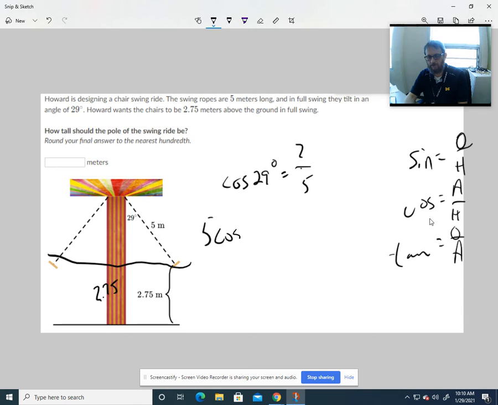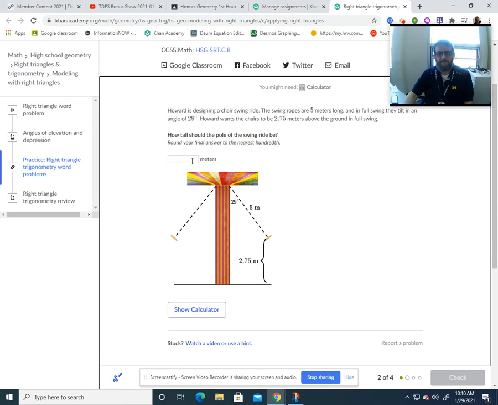So basically we end up with this, which now becomes a calculator typing problem. Use your calculator however you need to find the cosine of 29, and then times it by 5, and I get 4.37. They want it to the nearest hundredth, so I got 4.37.